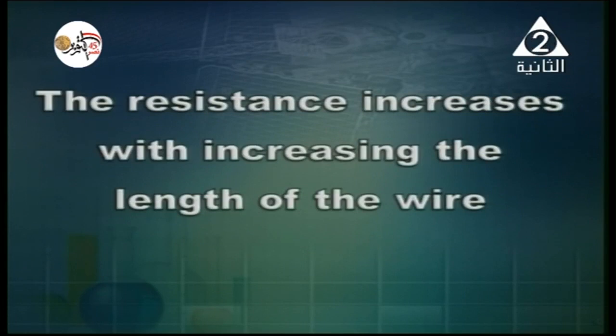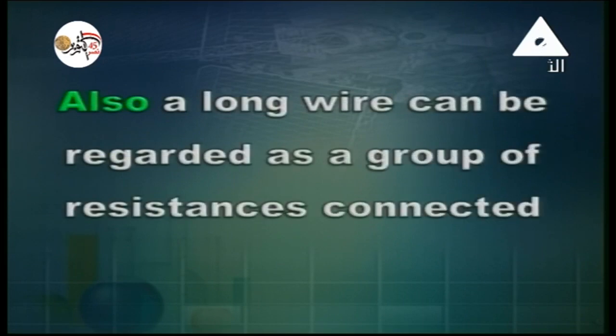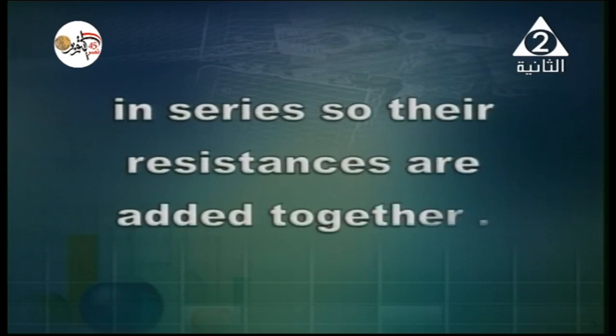The resistance increases with the increase in the length of the wire, because electrons collide with an increasing number of atoms. Also, a long wire can be regarded as a group of resistances connected in series. And when we connect in series, the total resistance increases. So their resistances are added together.